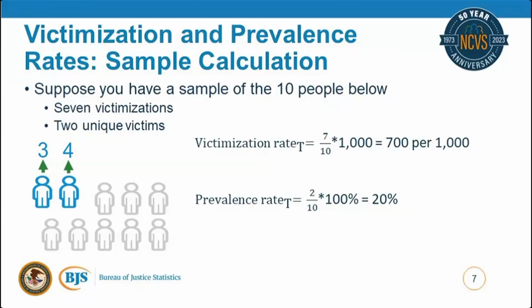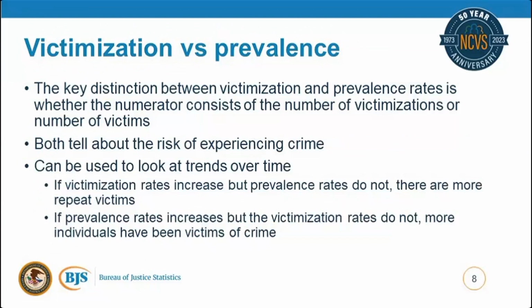When people hear that 700 per 1,000 persons are victims, they get a very different picture of crime than if they hear 20% of people are victims. This is why it is helpful to look at both victimization and prevalence rates. The key distinction between victimization and prevalence rates is whether the numerator consists of the number of victimizations or the number of victims. In both cases, the denominator is the number of persons or households in the population of interest.